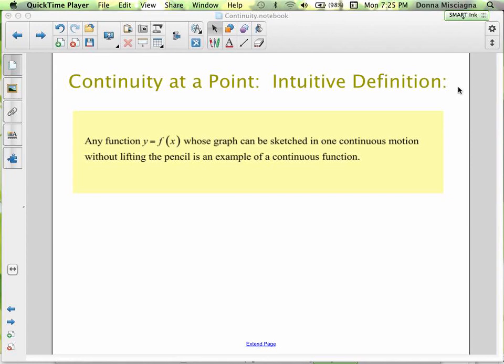So any function y equals f of x whose graph can be sketched in one continuous motion without lifting the pencil is an example of a continuous function. You can never use that as a justification, right? It does not really prove anything. It's just a description. So it gives you a description of what a continuous or discontinuous function looks like, right? It will look continuous if you can do it without lifting up your pencil. If you had to lift up your pencil, it probably has a discontinuity, right? But it's not our definition. It's not our way to prove that, right? It's just a way so that you can visualize it.